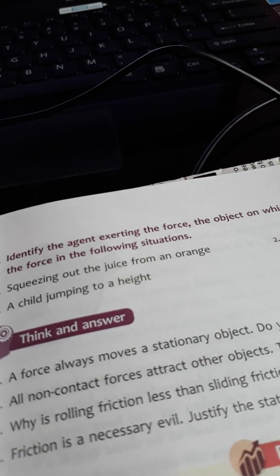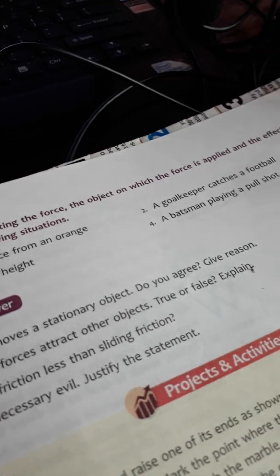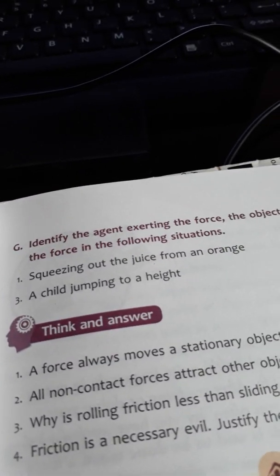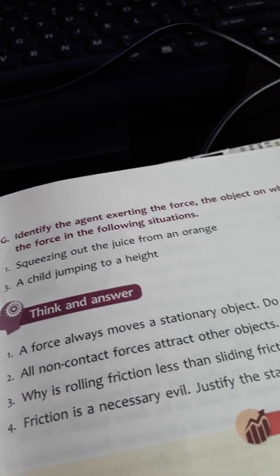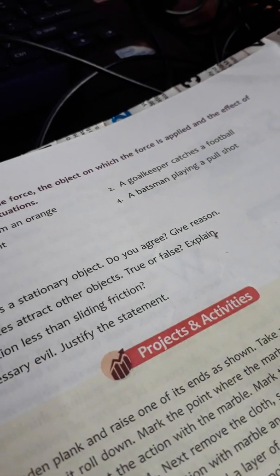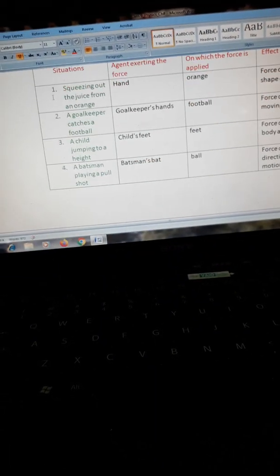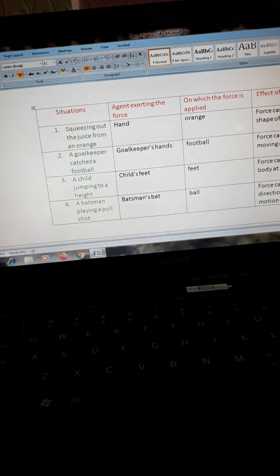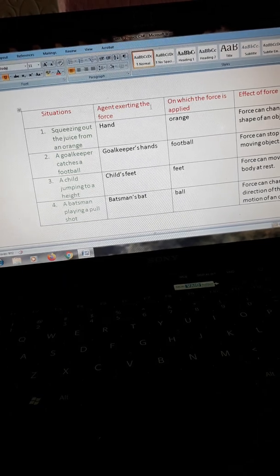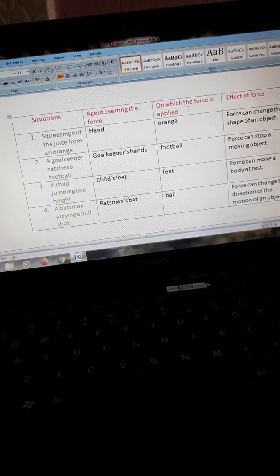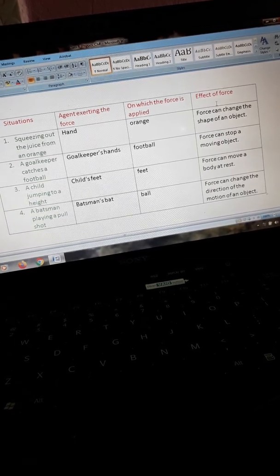And now question number 8: identify the agent exerting the force, the object on which the force is applied, and the effect of the force in the following situations. One is squeezing out the juice from an orange, a goalkeeper catches a football, a child jumping to a height, a batsman playing a pull shot. I have written all the situations here. The next column is the agent exerting the force, the third column is the object on which the force is applied, and then write down the effect of the force.